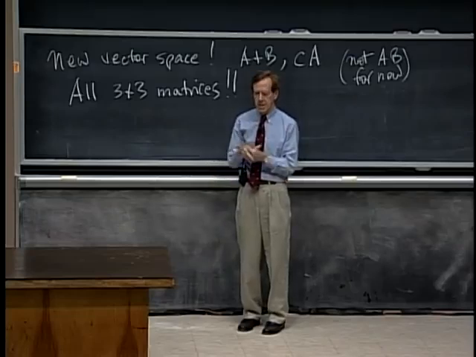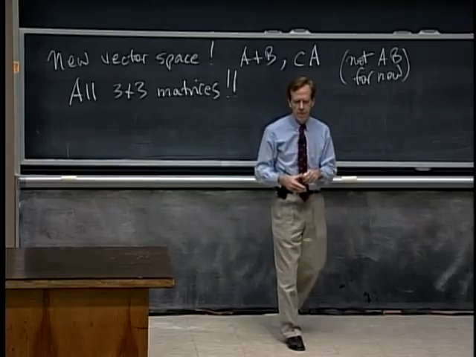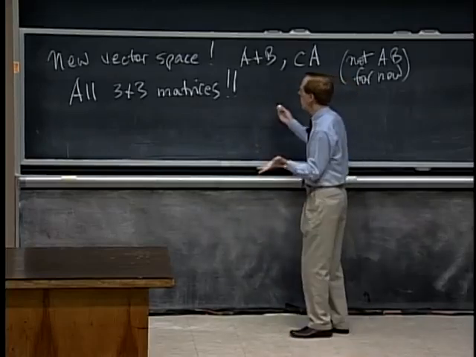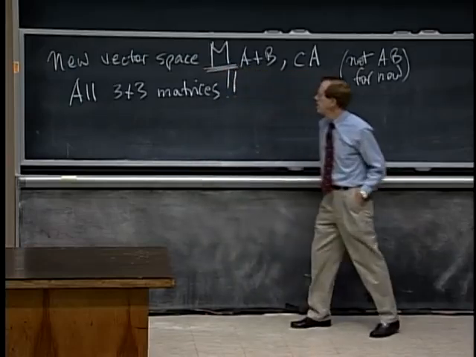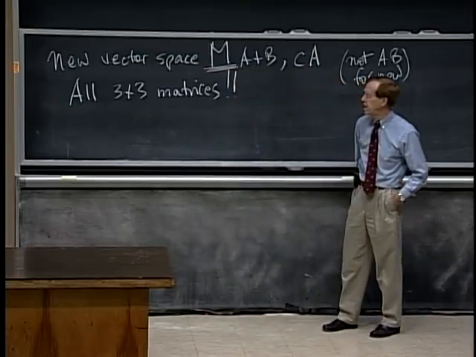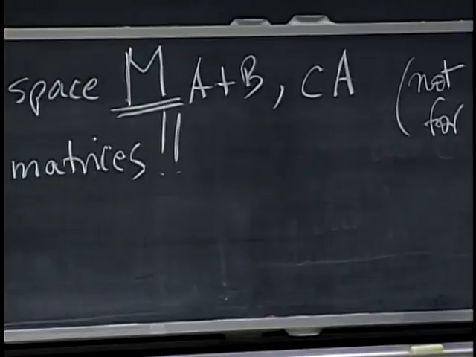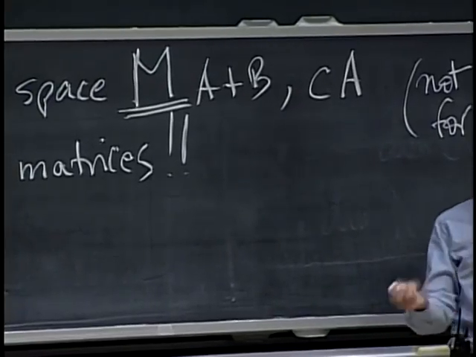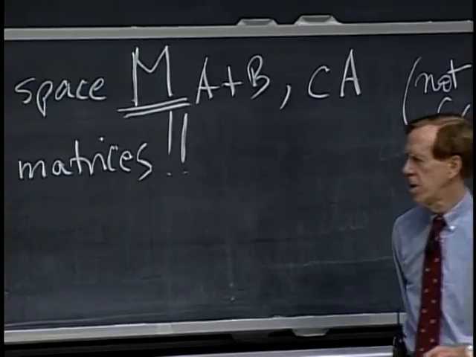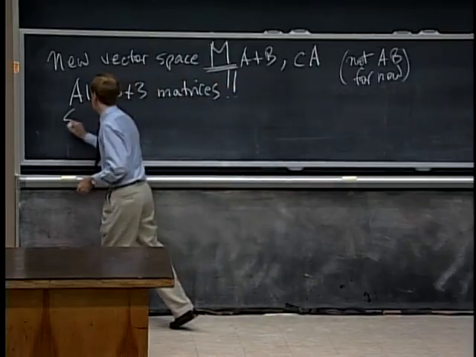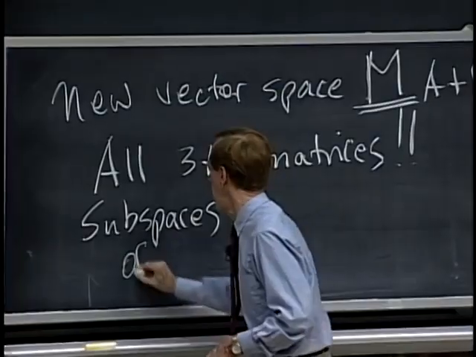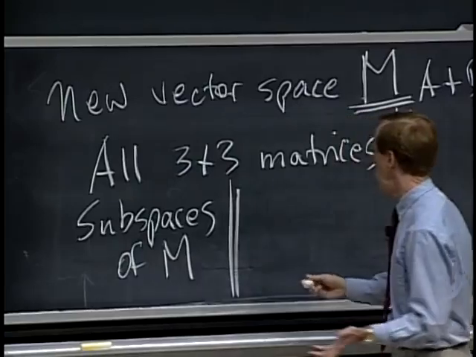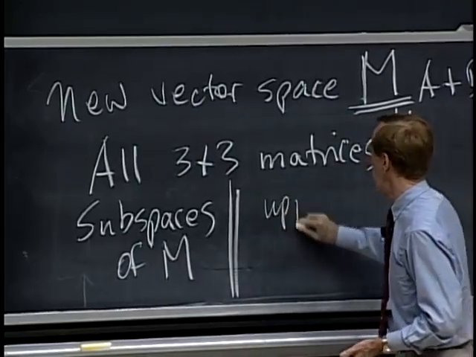And how about subspaces? Tell me a subspace of this matrix space. Let me call this matrix space M. That's my matrix space, my space of all 3 by 3 matrices. Tell me a subspace of it. Okay, what about the upper triangular matrices? So subspaces of M: all upper triangular matrices.